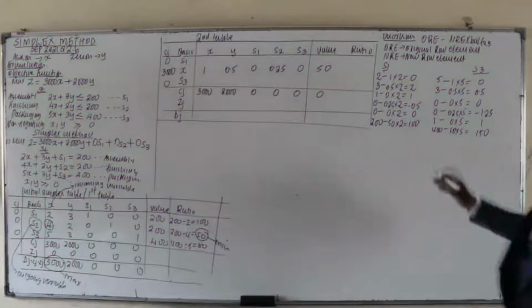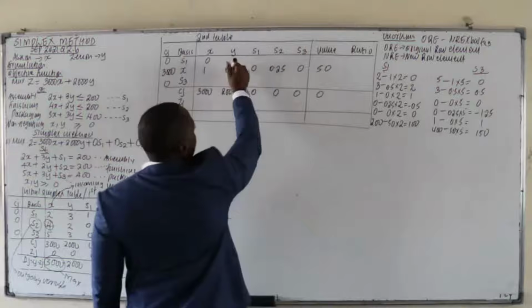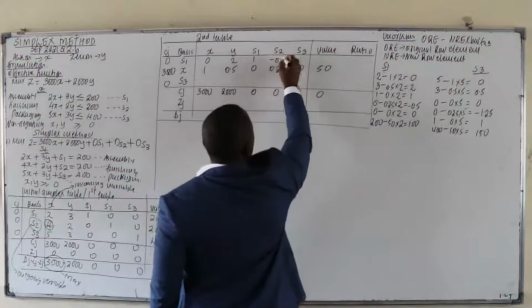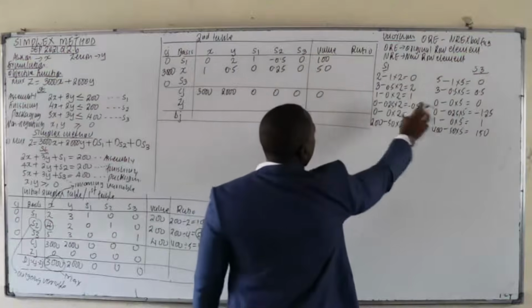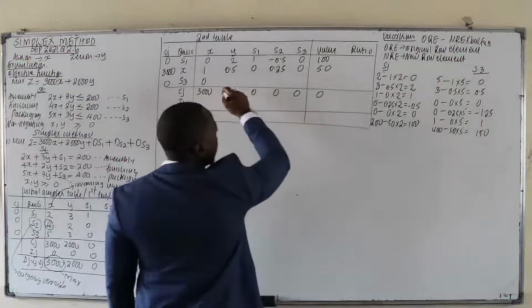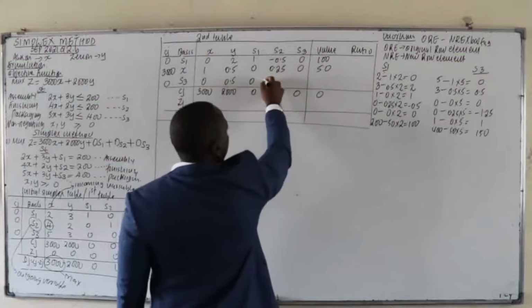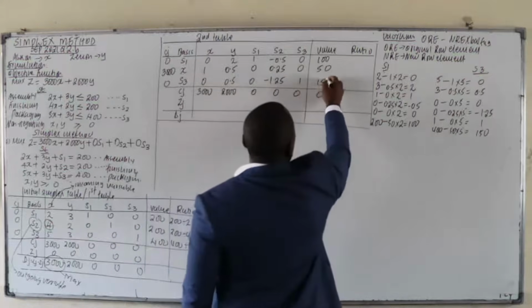Good. So we have all the new elements. Now for S1, this is 0. This is 2. This is 1. Negative 0.5. You have 0. You have 100. Here we have 0. We have 0.5. We have 0. Negative 1.25. We have 1. We have 150.